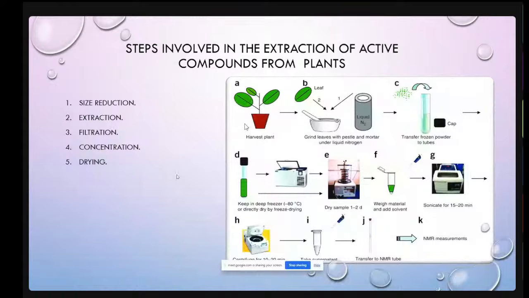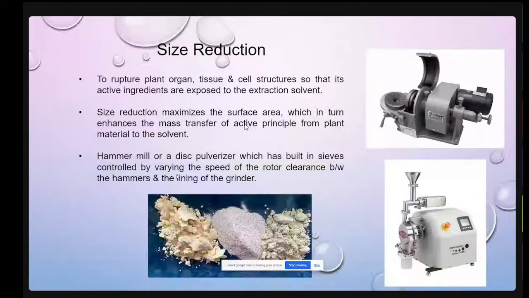Then we will add the solvent that we choose, sonicate if needed, centrifuge, then take the supernatant and go to further analysis. As we said, size reduction is a very important factor in the extraction method, because superfine powder is the best for the extraction.